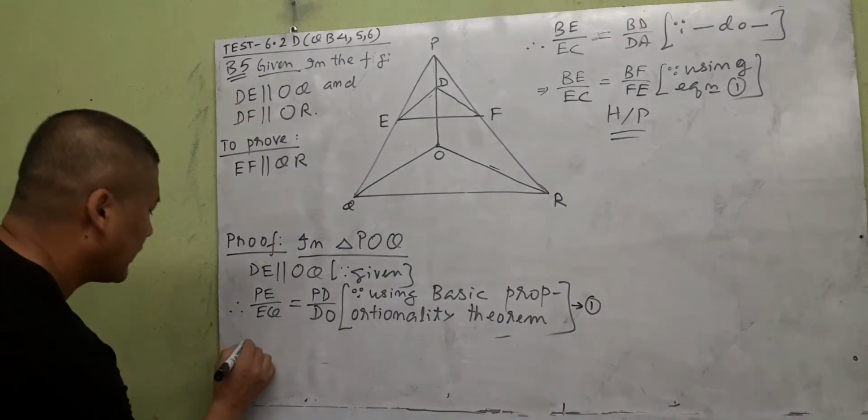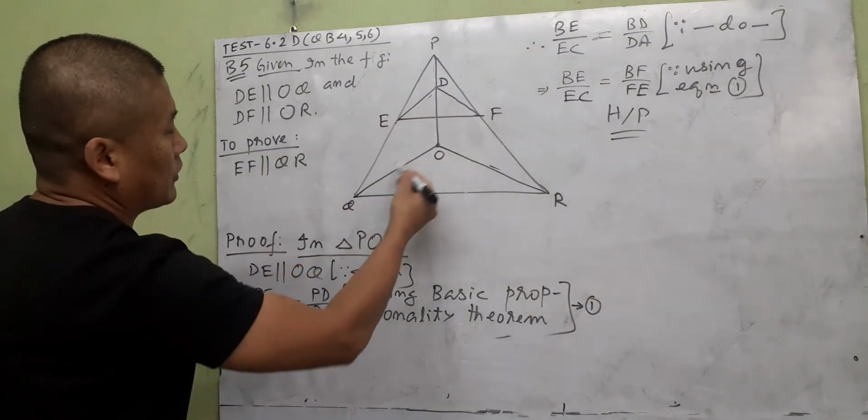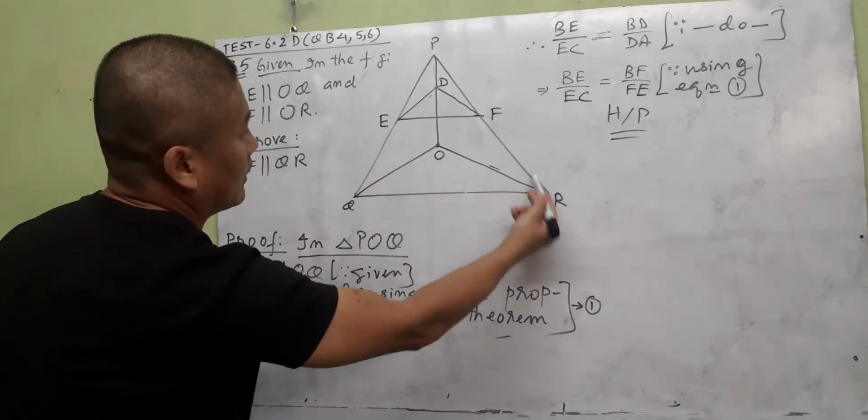Take the next triangle, like we did just now. We took POQ. Now let us take POR, this portion.